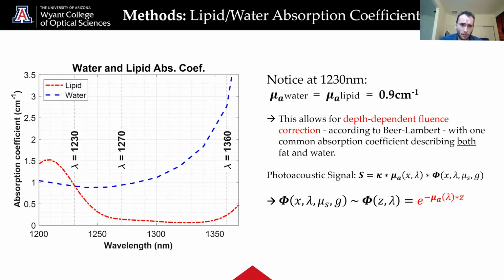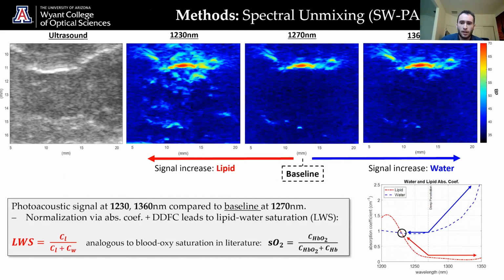So key takeaways here: at 1230 nanometers, the absorption coefficients are the same, and we're using that to do our depth-dependent fluids correction. Now, going on to the actual spectral unmixing, we have data at 1230, and like I said, we're also going to take data at 1270 and 1360.